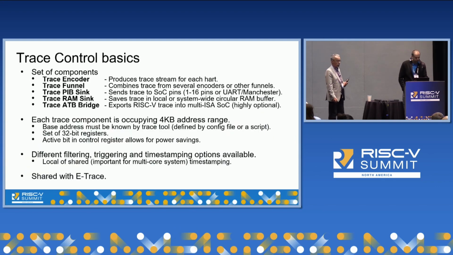Now let's focus on what the trace control spec defines before we actually dive into the actual N-Trace spec. Like I said, this is shared or can be shared with eTrace or other debug infrastructures. The control spec defines a register definition of the following components. The trace encoder, which is usually highly coupled to each hart and generates the actual N-Trace messages. The trace funnel combines trace from several encoders or other funnels. The trace PIB sink sends the trace data to the actual SoC pins.